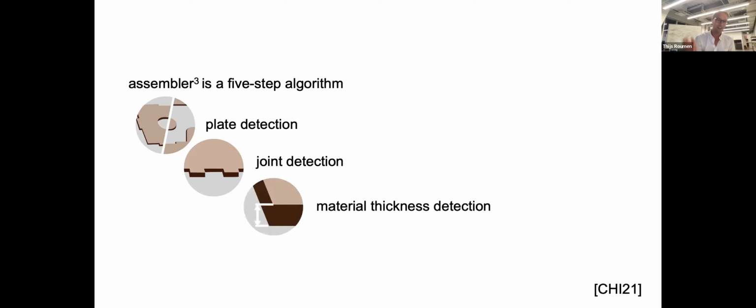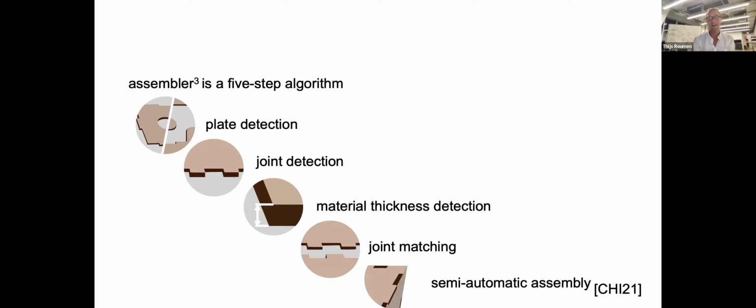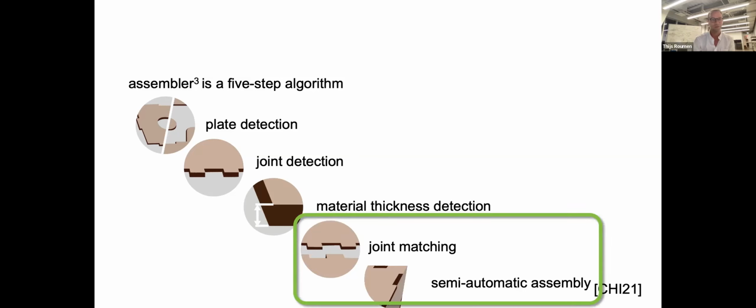It then uses that information to derive the material thickness of the model by a simple voting mechanism, where we let all the joints vote for what they assume is the right material thickness. A majority vote allows us to identify the actual material thickness of the model. Then it tries to pair up these individual joints. And finally, in the last step, it semi-automatically assembles the model into the 3D model that you saw before. And that's the workflow I just showed you. In the interest of time for this talk, I'm going to focus on the last 2 steps of the algorithm in more detail.